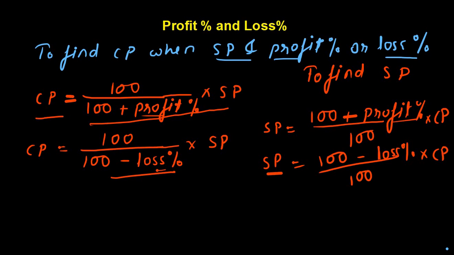If you remember, the CP is equal to 100 upon 100 plus profit. If there is a loss, 100 minus loss, and the same formula. So it's like you are shifting this complete structure to this side, making it 100 plus profit upon 100 times CP. So if you remember one formula, all four formulas you can remember. Now let's take one example.